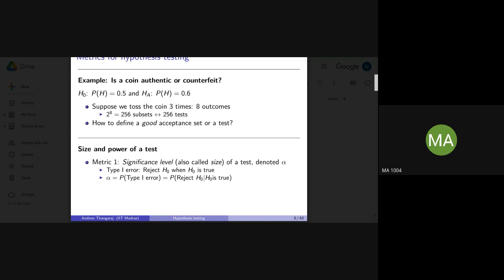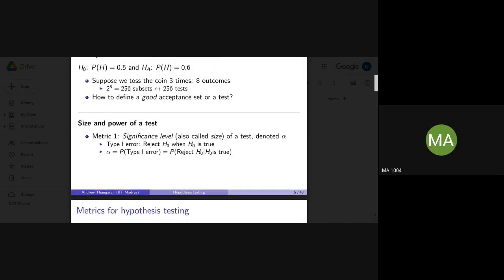When you start, you actually don't know. But it is possible that your H naught was true, and still you went and rejected this H naught. So by doing this, you are making an error, right? Rejecting H naught means accepting HA. Yes, H naught and HA are complementary with each other.